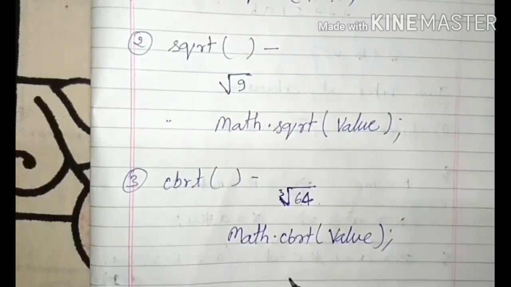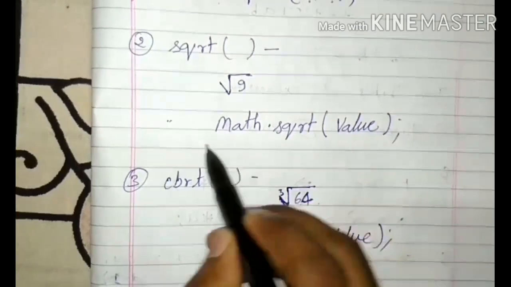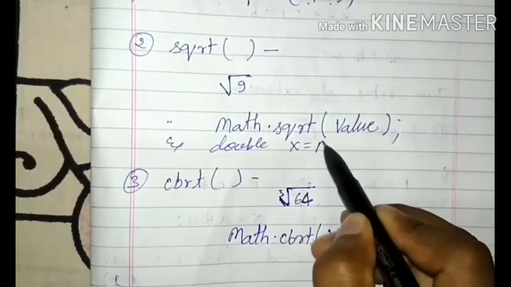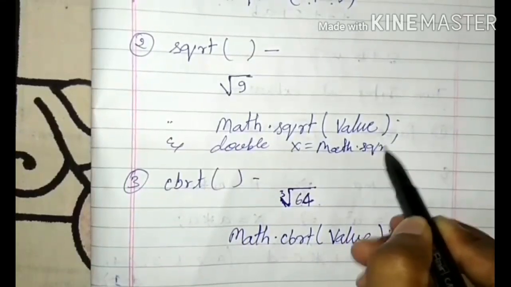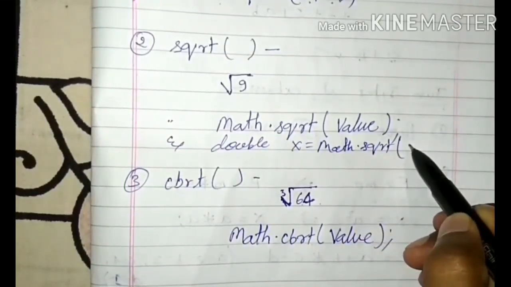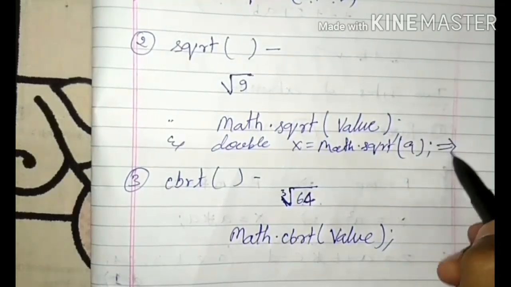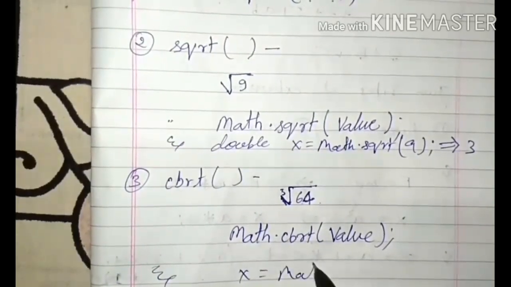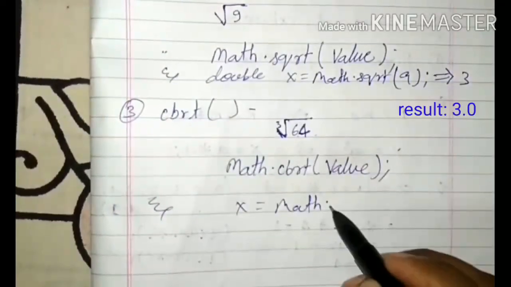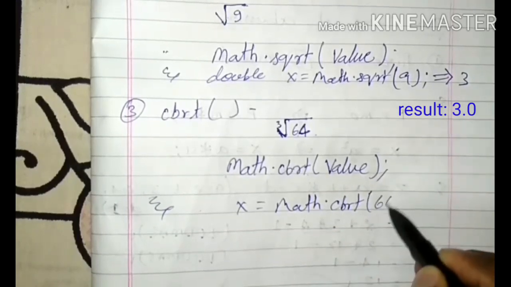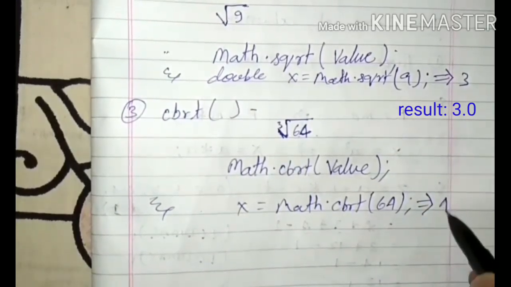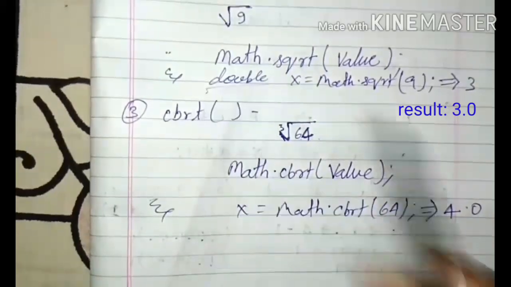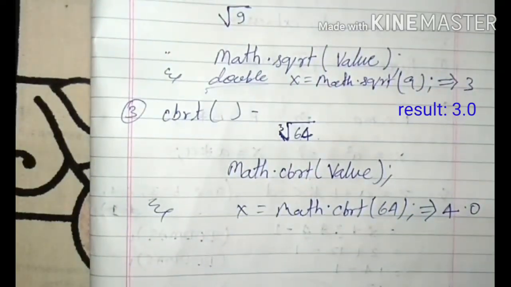What will be the result? The result will be 4. Here is an example: suppose I write here double x is equal to Math dot SQRT and the value 9. Then the result will be 3. And same thing if I write here x is equal to Math dot CBRT 64, then you have the result 4.0. This will return a decimal value, that's why I have written double here. Okay, I think you have got this point.